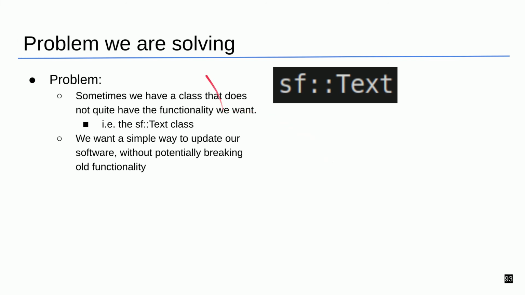Okay, so again, here's the problem we're solving. We have a class that does not quite the functionality we want, this SF class here. And we want a simple way to update our software without breaking the old functionality. We don't want to have to rewrite this class, SF text, because we don't have the source code to it. This is Simple and Fast Media Library's code.